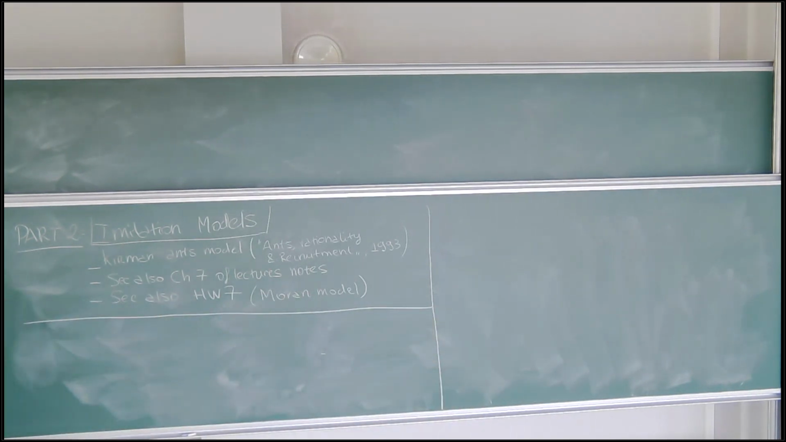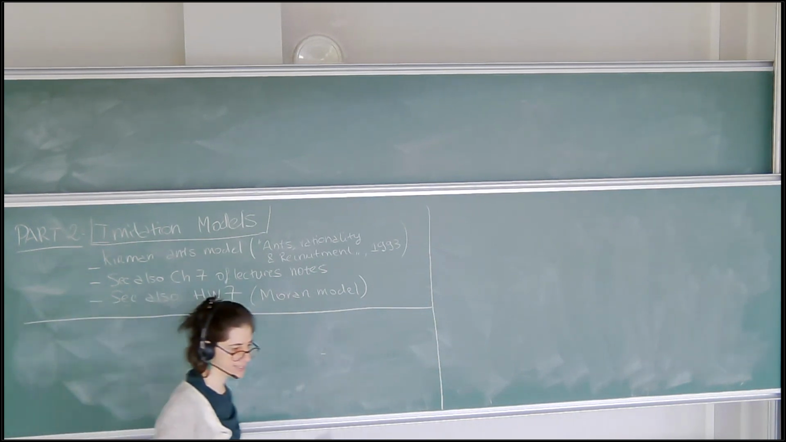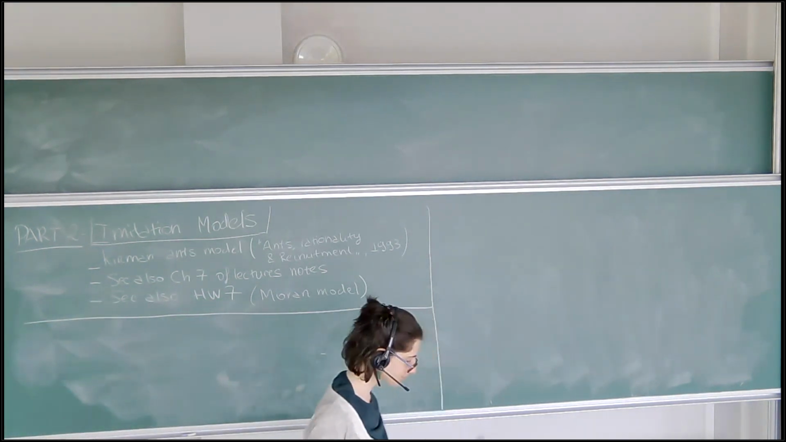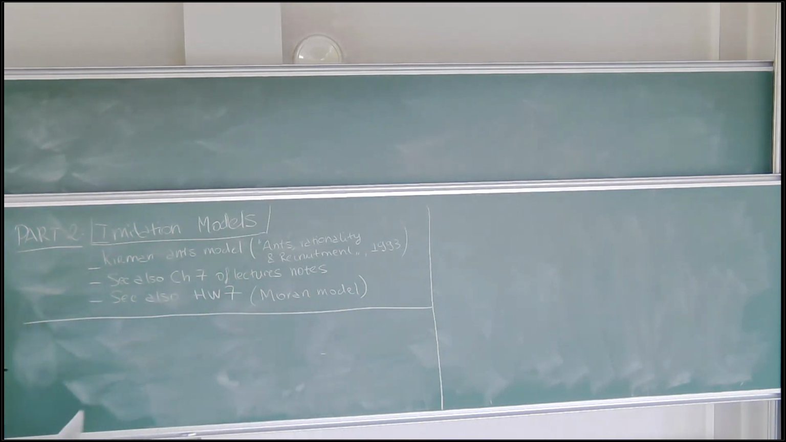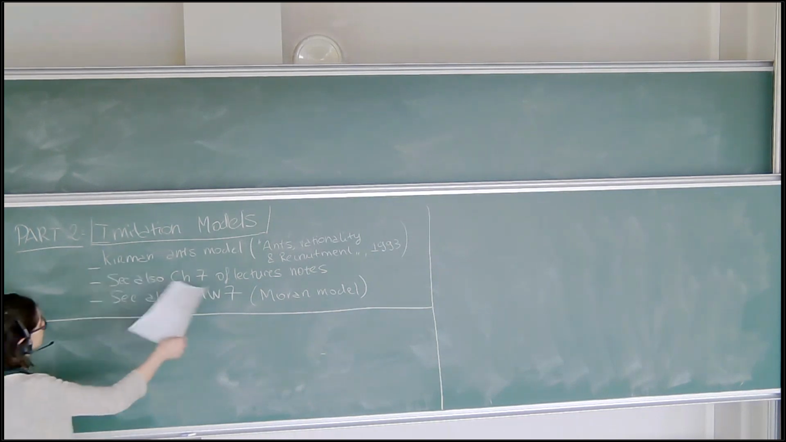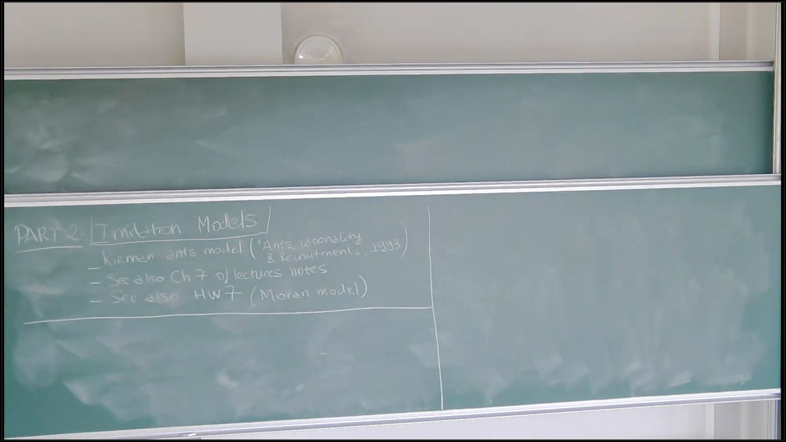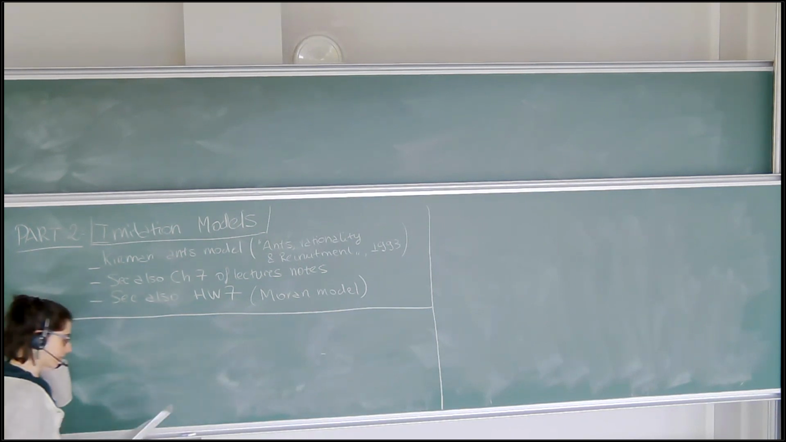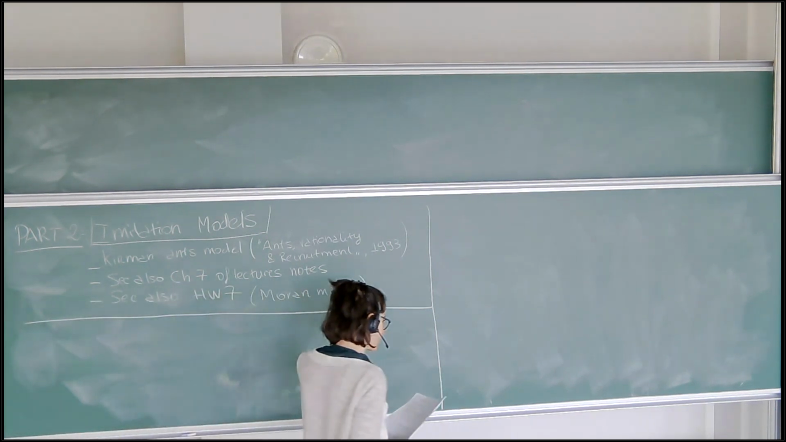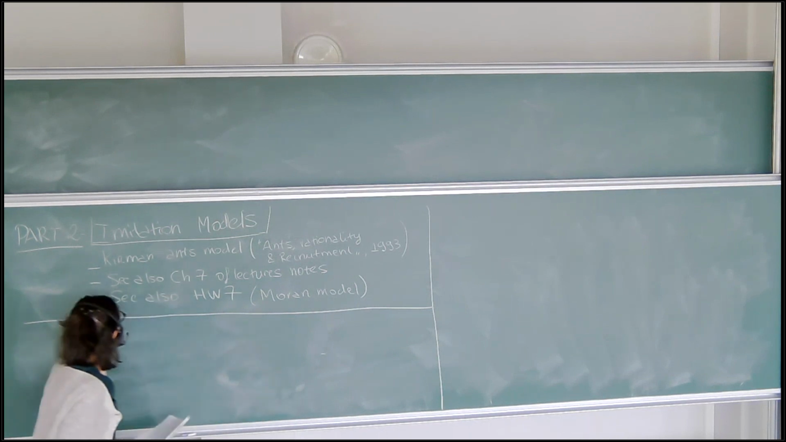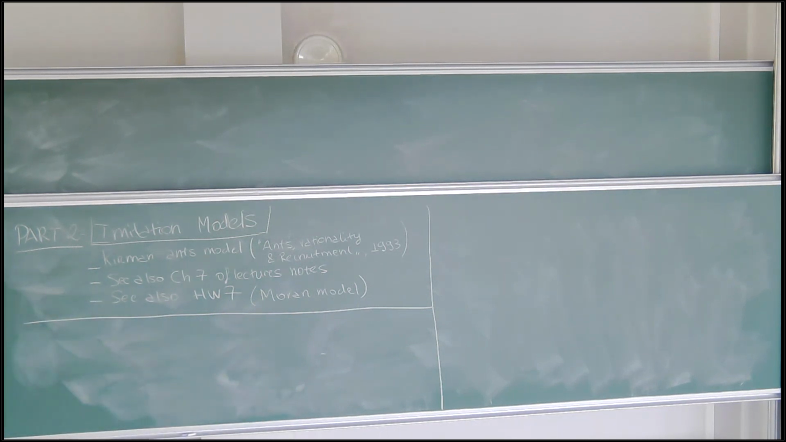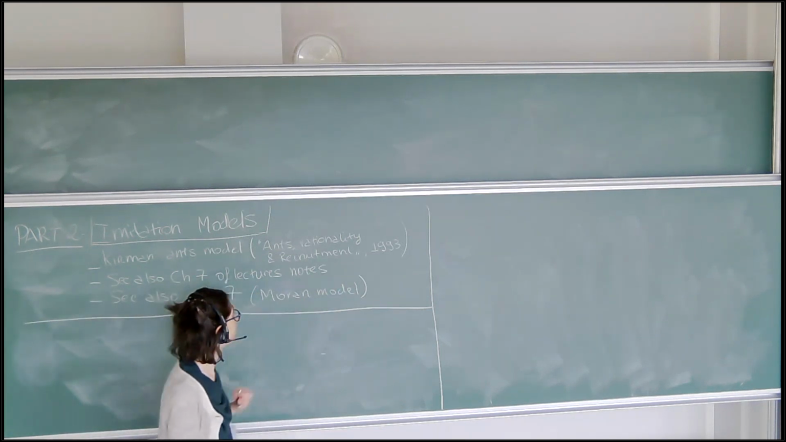Good, so let's start again with part 2. And the text is in the TD 7/8. What we are going to discuss here is something which goes under the name of imitation models, or models for herding. And in particular, we are looking at a particular model that was introduced by Kirman in this paper of 1993.